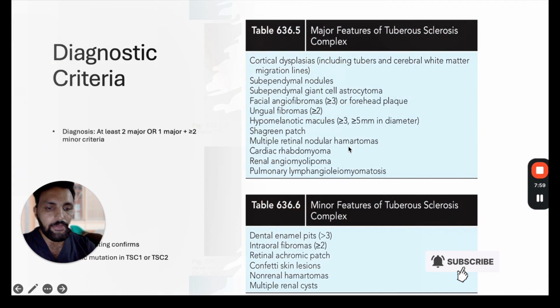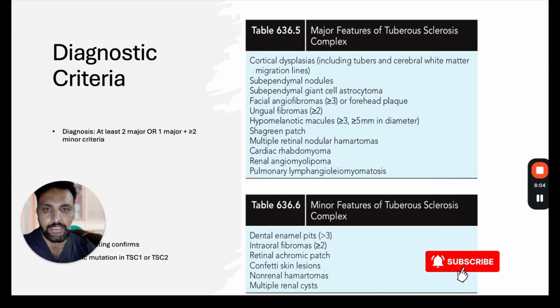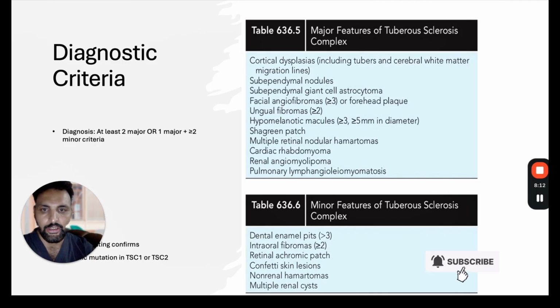Minor features of tuberous sclerosis complex are dental enamel pits more than 3, intraoral fibroma more than 2, retinal achromic patch, confetti skin lesion, non-renal hamartomas, multiple renal cysts.